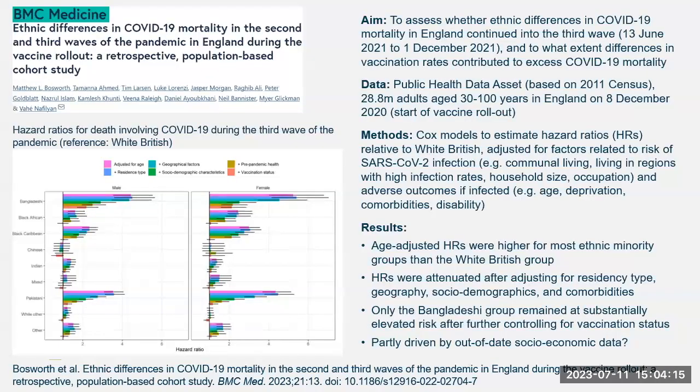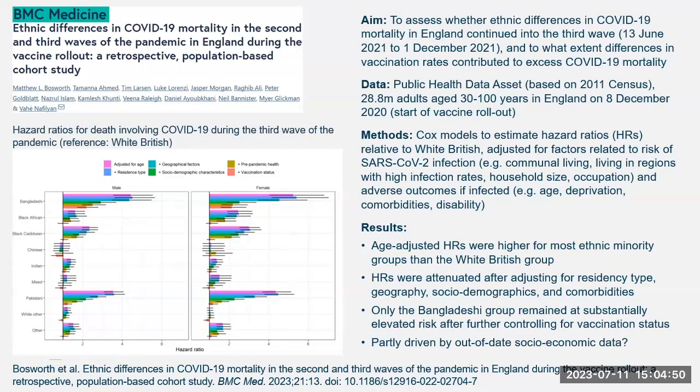This was a study, there's no way you'll be able to see this. So this is a study looking at ethnic differences in mortality mostly into the third wave we were interested in here, and whether vaccine uptake could account for some of those differences in mortality experience of different ethnic groups. So this is during the third wave. The reference group here is white British, and what we can see is the pink lines here are age adjusted. This is males on the left, females on the right. These are age adjusted hazard ratios from a Cox model.